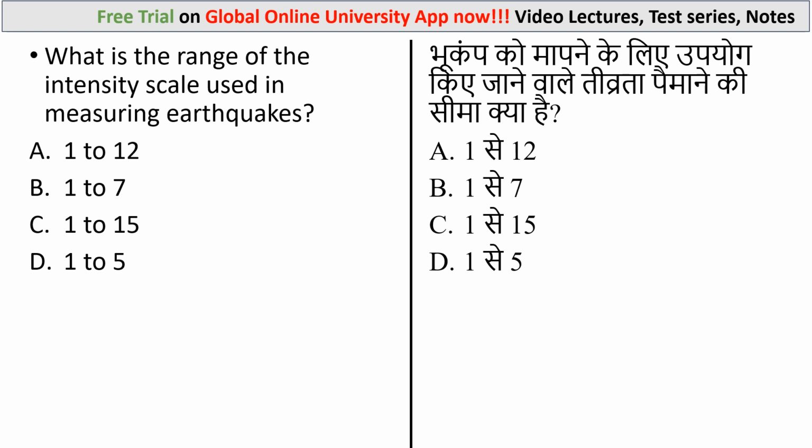These waves are the result of earthquakes, volcanic magma movement, landslides and man-made explosions. The earthquake produces different types of seismic waves such as P waves, S waves and surface waves. Seismic activity also increases due to global warming. For this question, the correct answer will be option number A. 1 to 12 is the range of the intensity scale used in measuring earthquakes.